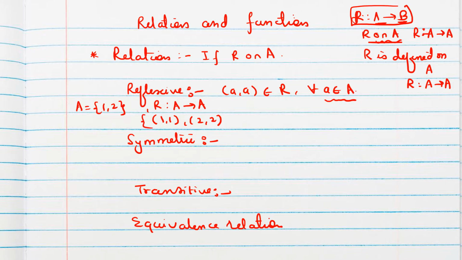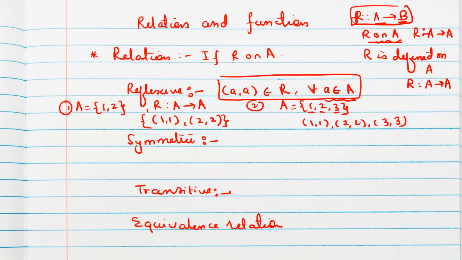For the second example, if my set A is {1, 2, 3}, then using this definition, my relation should contain (1, 1), (2, 2), (3, 3), because 1, 2 and 3 are there. So (1, 1), (2, 2), (3, 3) must be there to be a reflexive relation. If any one or any two are missing, we will say the relation is not reflexive. This is a must condition: for all a belonging to A, every element in A should have its element (a, a), meaning (1, 1), (2, 2), (3, 3).